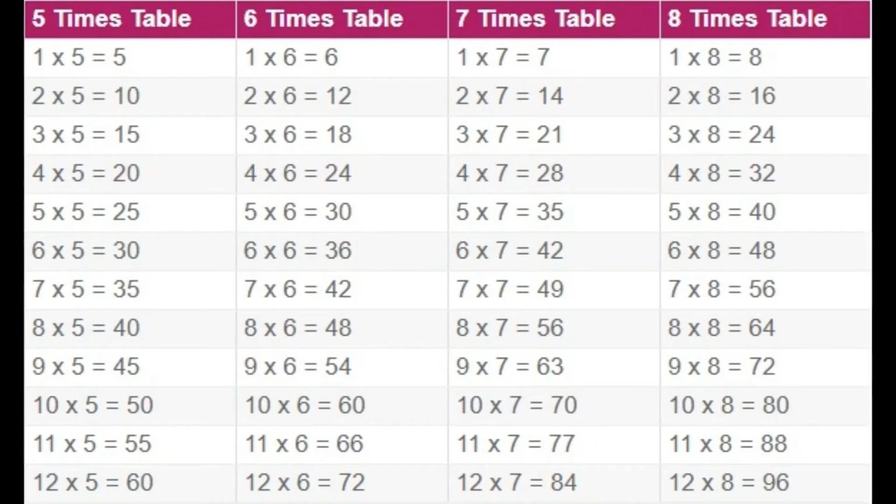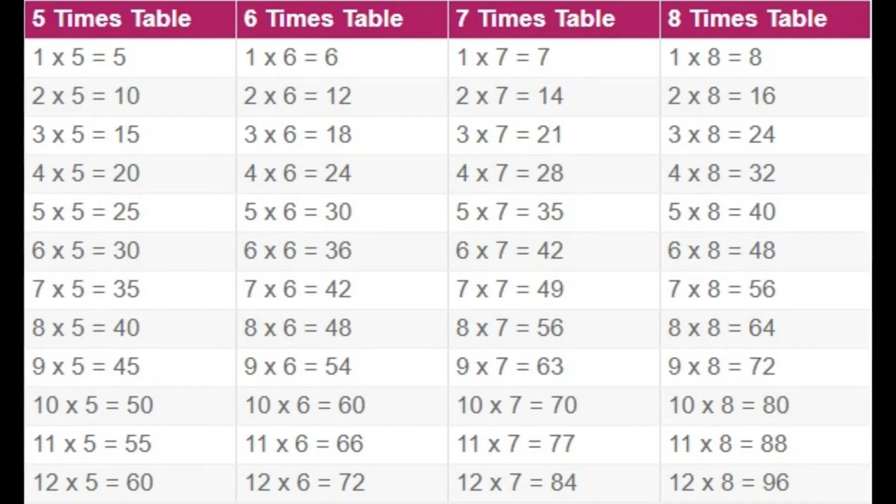1 times 7 is 7. 2 times 7 is 14. 3 times 7 is 21. 4 times 7 is 28. 5 times 7 is 35. 6 times 7 is 42. 7 times 7 is 49. 8 times 7 is 56. 9 times 7 is 63. 10 times 7 is 70. 11 times 7 is 77. 12 times 7 is 84.